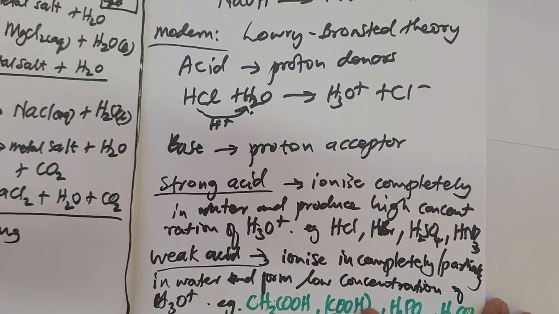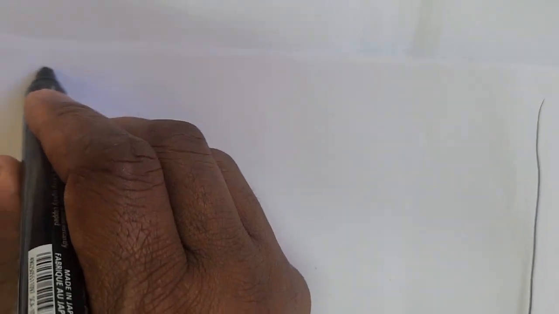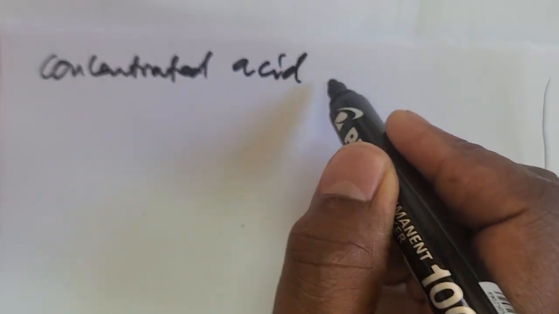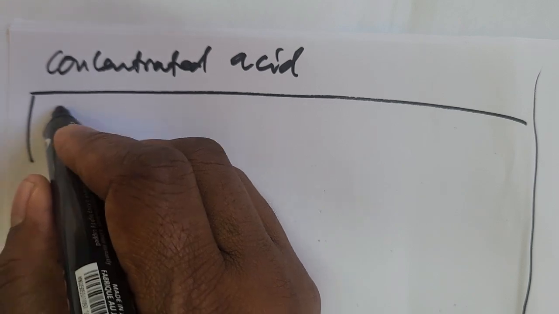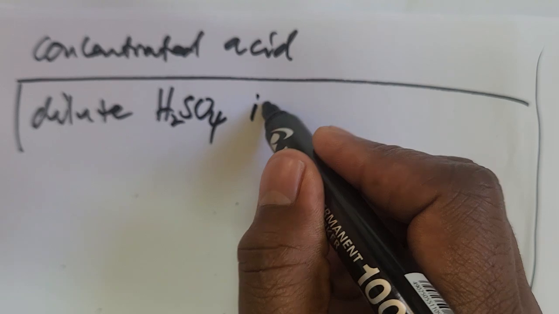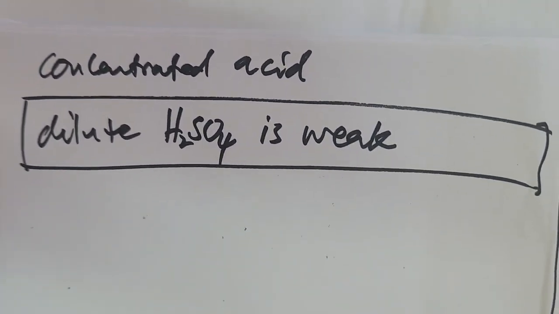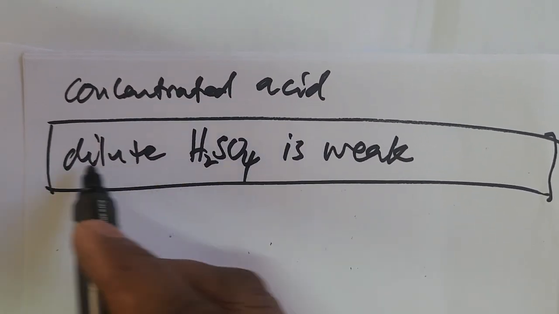Fine. Now, in closing the first part, can we differentiate between a concentrated acid and a weak acid? There was a statement here which says dilute sulfuric acid is weak. Now, do you agree with the learner who says dilute sulfuric acid is weak? Let's see. What is a concentrated acid?